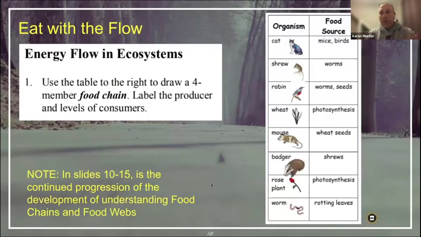So here's what I want you to do. Of the organisms that you see on the screen, create a 4-member food chain, and then label the producer and the levels of consumers. So what would that food chain look like? Again, you would be in a small group discussing and developing this. What would you want to do first in your food chain? Are you going with the producers? Are we looking from the bottom up? How would you like to do that?